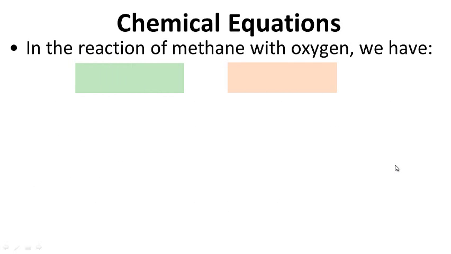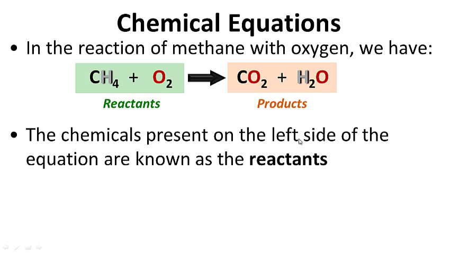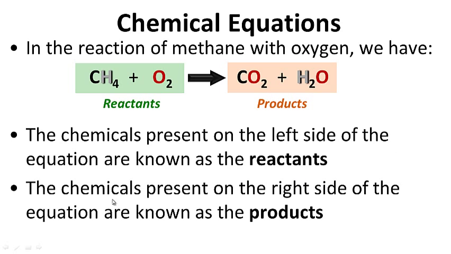In the reaction of methane with oxygen, the chemicals present on the left-hand side of the equation are known as the reactants. All right? And the chemicals present on the right side of the equation are known as the products here. Okay, so we have the reactants that enter into the chemical equation, and then the products are the chemicals produced. Okay, so the reactants and products.